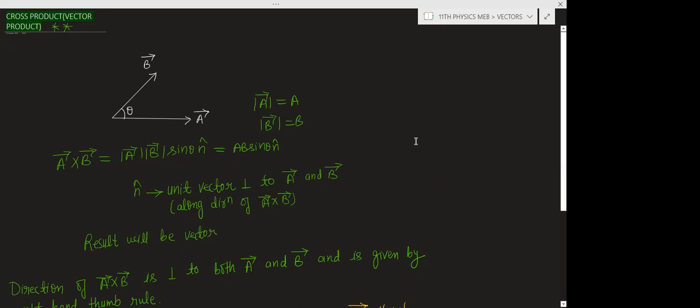Sir, rotational motion was started in our class. Okay.